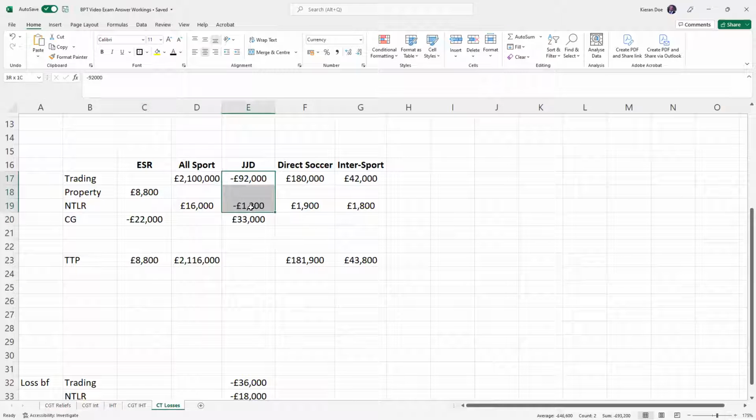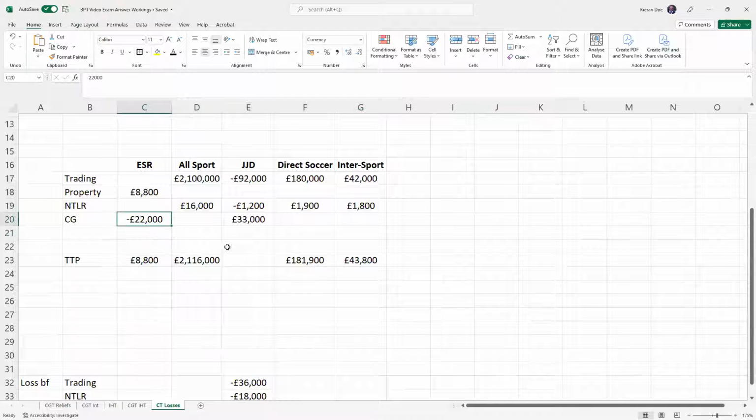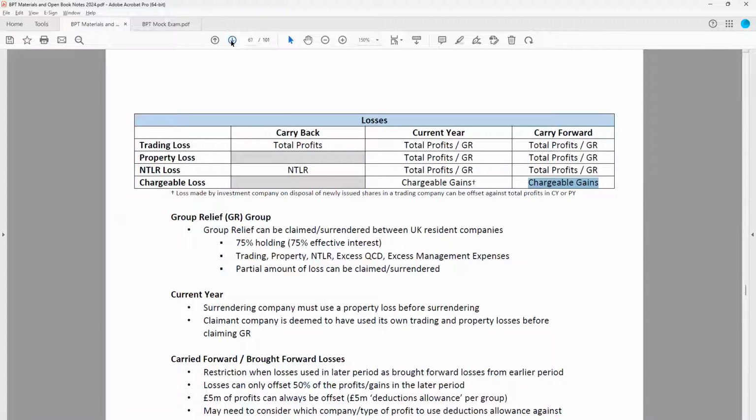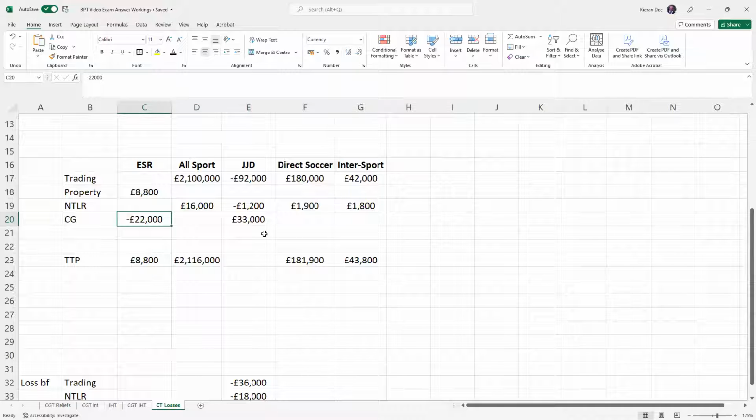Whereas a trading loss is so flexible that it can be used against trading, property, NTLR. Like in a trading group where there's lots of trading profits, this loss is going to be used pretty easily and pretty quickly. Whereas this one, perhaps not so much. So therefore, we're going to try to use that more restrictive capital loss first. And we've already said how we're going to use it.